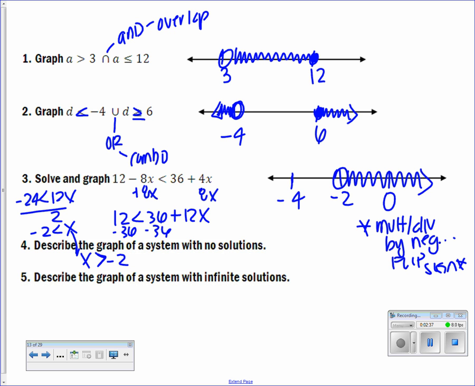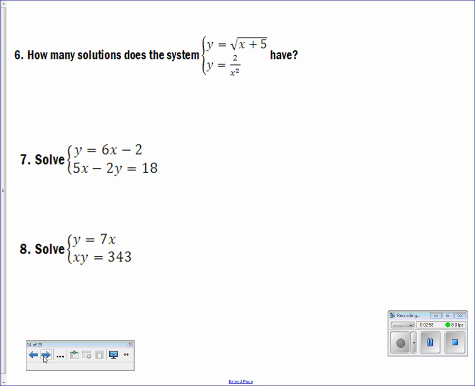Number 4, describe the graph of a system with no solution. So if you remember systems, we were looking for the point of intersection. So if there were no solution, then those lines were parallel. Okay, if it was infinite solutions, that meant it was actually the exact same line. Okay, because they intersected everywhere. So let's try solving some of those.